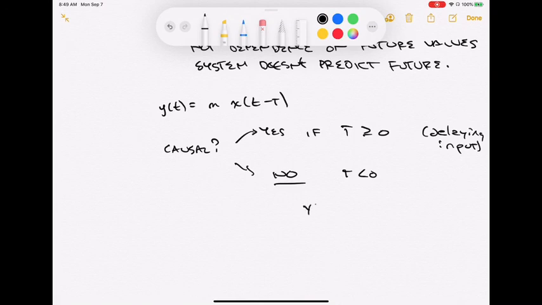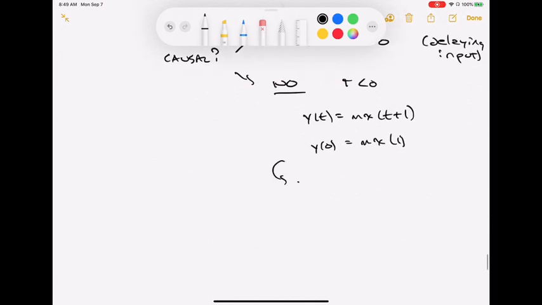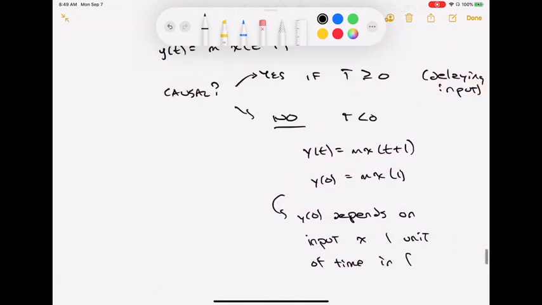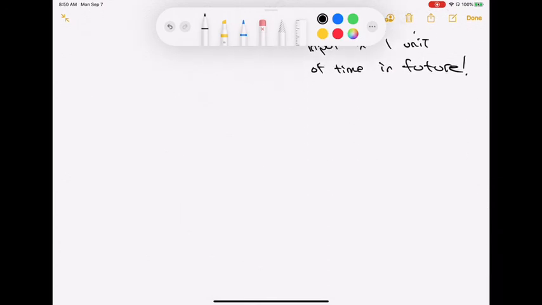For example, y(t) = m x(t + 1). We could look at a simple case: y(0) is equal to m x(1). We can see there that y(0) depends on input x one unit of time in the future. So it could not be causal as a result. Causal systems cannot predict the future.